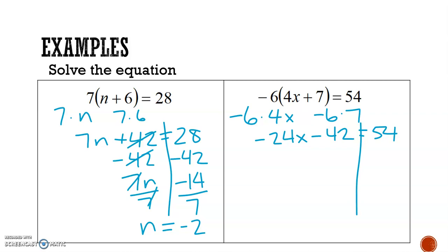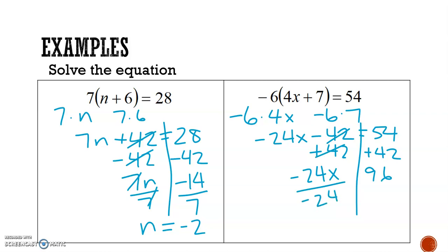All right, so we're going to get rid of that 42 first. So since it says minus 42, we're going to add 42 to both sides. So we have negative 24x equals 96 on this side. And to get rid of that negative 24, we're going to divide it to bring it over. And we have x equals negative 4.